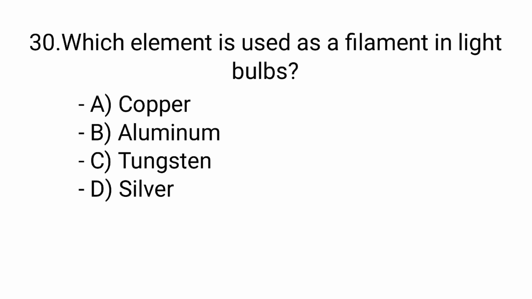Question number 30. Which element is used as a filament in light bulbs? Option A, copper, B, aluminium, C, tungsten, D, silver. The correct answer is option C, tungsten.